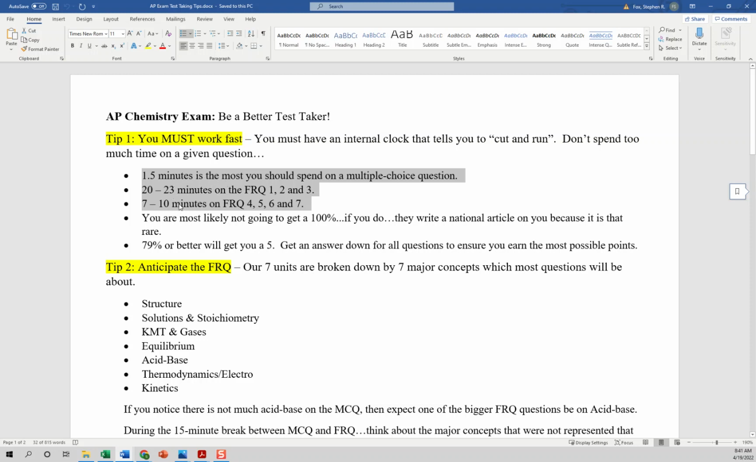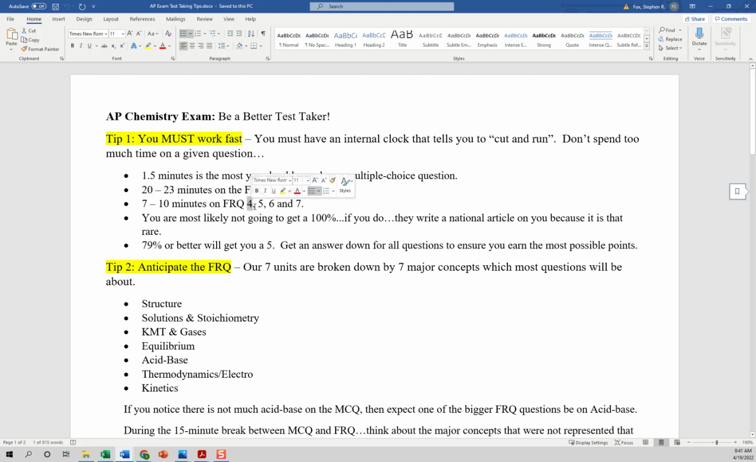So that's number one. On the free response, this has already kind of been advertised. The first 3 questions, that's where you're going to get the bulk of your points. Remember, the free response is only 46 total points. You get 10 for question 1, 10 points for question 2, 10 points for question 3, and then 4, 5, 6, and 7 are each worth 4 points.